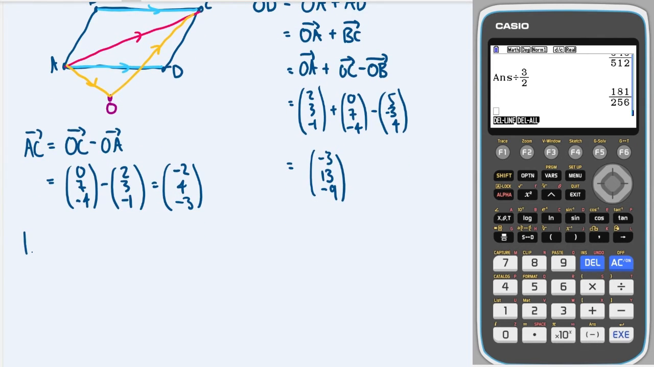And the distance from A to C is the magnitude, which we do by just squaring the components. So minus 2 squared is just the same as 2 squared, 4 squared, and minus 3 squared is just the same as 3 squared. So this is going to be root 29.